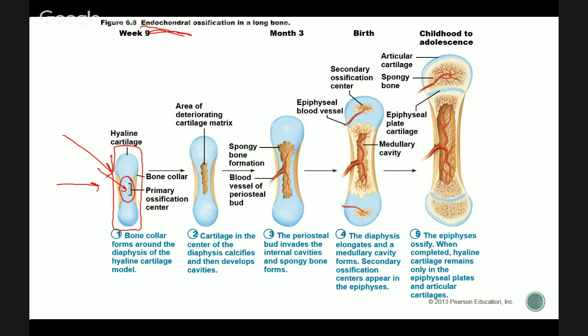This is why it's called endochondral ossification. Because remember, chondro means cartilage. So use the terminology to help you. This is endochondral ossification, so we're coming from cartilage. The intramembranous comes from a membrane called mesenchyme, see? So that'll help you differentiate the two.